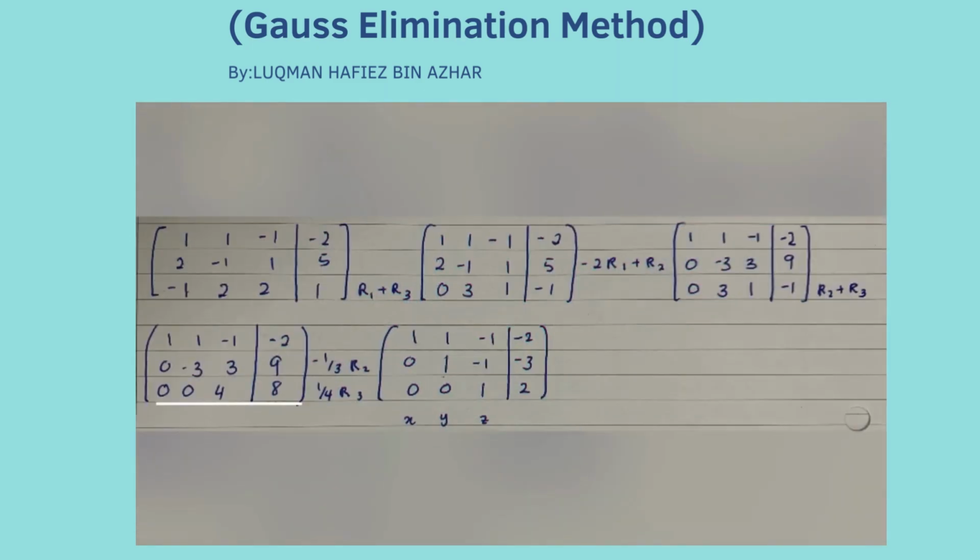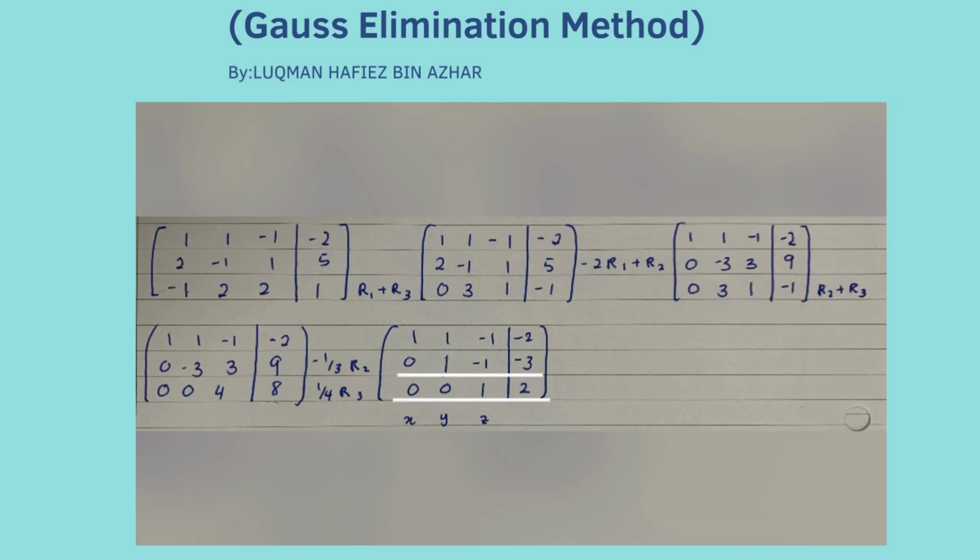Next, we will change row 3. We're going to add row 2 and row 3, and row 1 and row 2 will remain the same. So for row 3, the first one is 0 plus 0 is equal to 0, negative 3 plus 3 is equal to 0, 3 plus 1 is equal to 4, and 9 plus negative 1 is equal to 8.